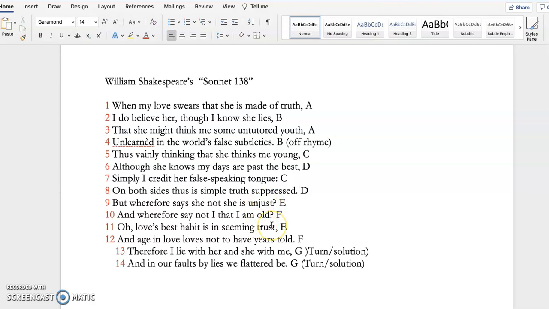Unjust and trust. Interesting. Old and told. And then me and be. So again, when you're looking at Shakespeare, you really want to look at these words. And as you're diving into this poem, which I'm going to discuss in the next video, you really want to go line by line and come up with what you think a summary of that line is. Okay?